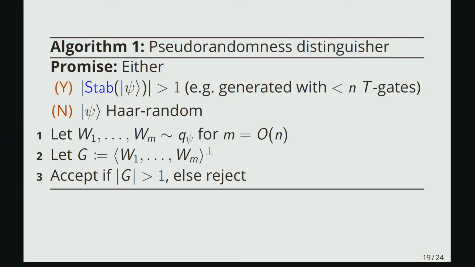You just sample a bunch of Pauli operators from this distribution q psi, which, as I mentioned, is not exactly p psi, but it's close enough that the math works out. You just take a linear number of these samples, and you let G be the dual subgroup, the commutant of the group generated by these samples. And then you just accept or reject, depending on whether the size of this group is greater than 1 or not.